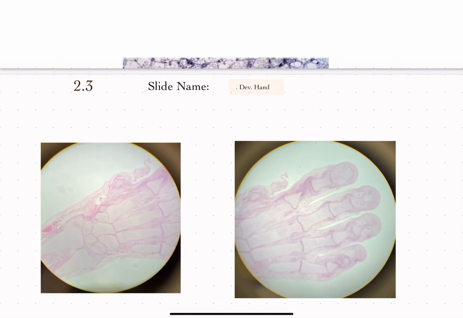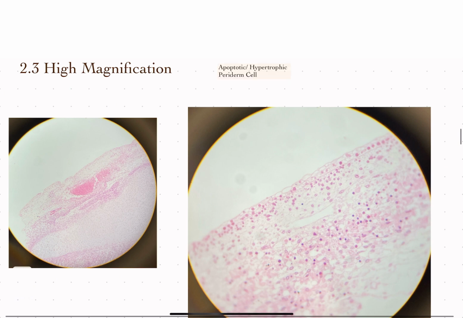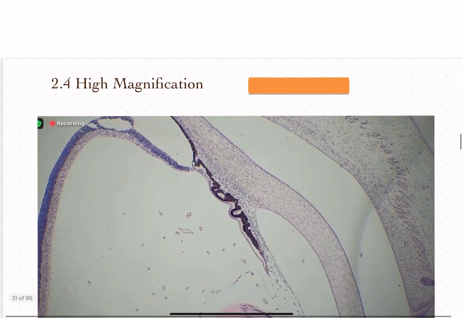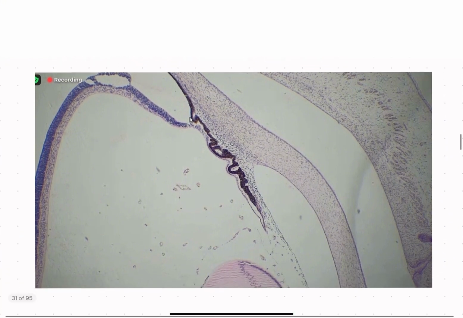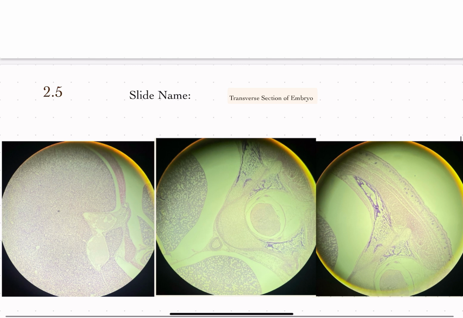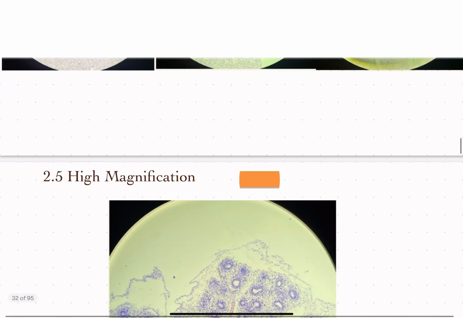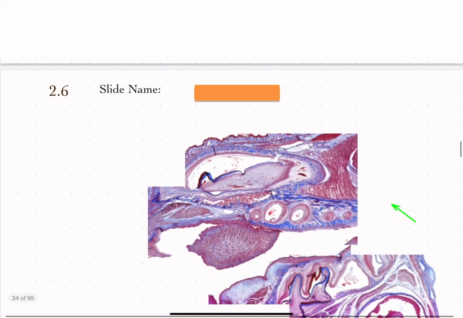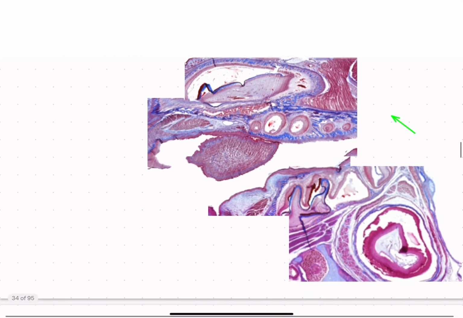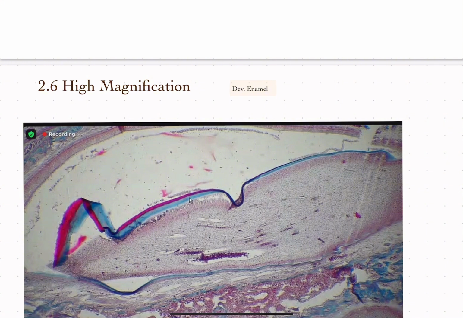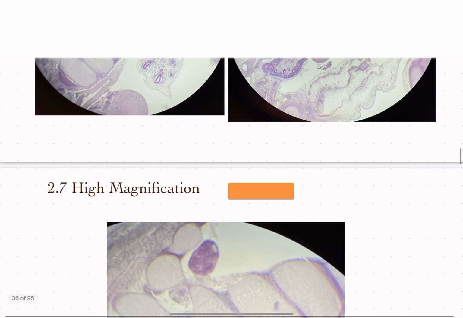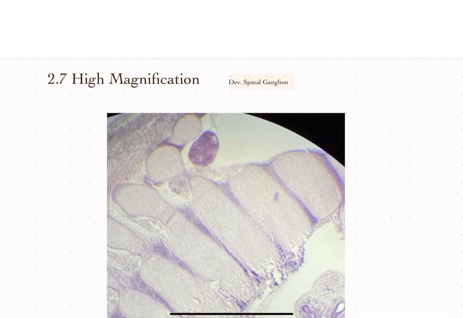Okay, for the next slide, it was the developing hand. And for the structure, it was the apoptotic or hypertrophic periderm cell. 2.4 had the eye development as a slide, and for this structure, it was the conjunctival sac or eyelid space. 2.5 had transverse section of embryo, and the structure was the developing pleura. 2.6 had the slide name of head development of a dog embryo, and the structure was the developing enamel. 2.7 was the embryo in sagittal section, and then the structure was the developing spinal ganglion.